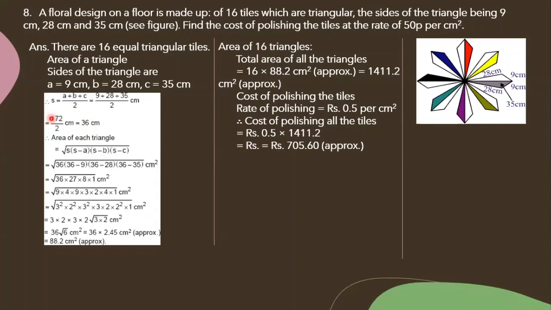Any doubt, children? Does anyone have any doubt? Find one tile measurement multiplied by 16. You'll get the area of these tiles. Then to polish one centimeter square, they're taking 50 paise. So the complete area into this 50 paise, if you multiply, we'll get how much amount they are taking to polish these tiles. Any doubt in the sum? No, ma'am. So now I'm moving to the last sum of this chapter, children.